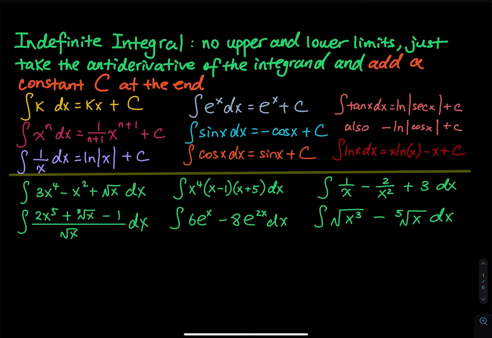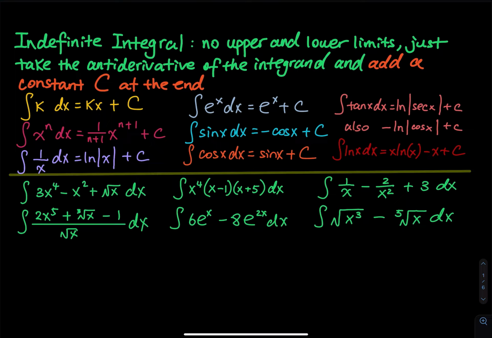The difference between a definite integral and an indefinite integral is that an indefinite integral has no upper and lower limits. So let's take a look at this indefinite integral: the integral of 3x to the fourth minus x squared plus the square root of x dx. There is no upper and lower limits.